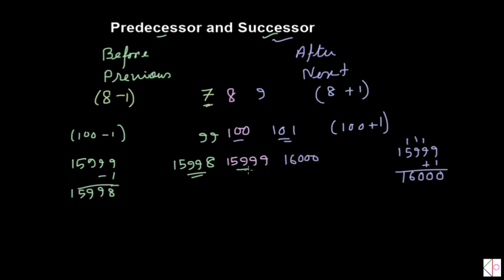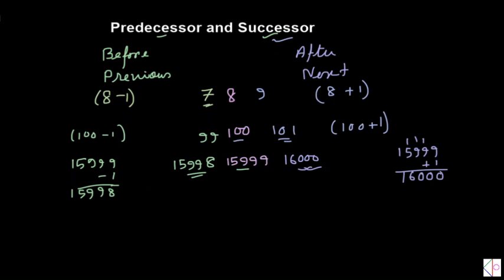So by adding 1 to that value, almost all the digits change. The 1 remains the same, but the other digits change. That is why it may be a little bit confusing for you. But it is very simple, you just have to add 1 to that value.